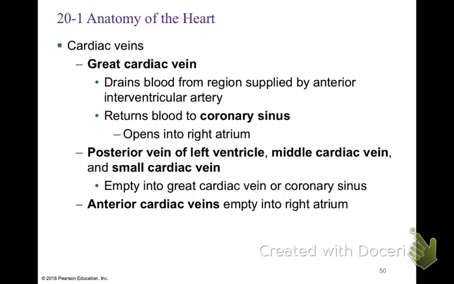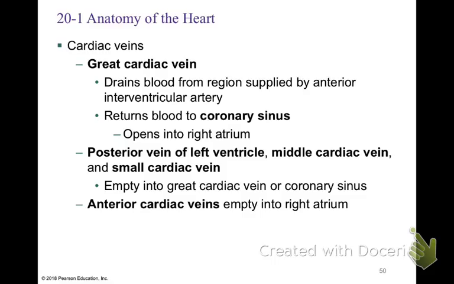Now, the heart is drained by the cardiac veins, and there's a number of these. The biggest one is called the great cardiac vein. It starts at the apex. It runs up the anterior interventricular sulcus. It runs around the coronary sulcus, and it dumps into the major venous drainage on the back of the heart, which is called the coronary sinus. And then the coronary sinus is going to dump all that blood right into the right atrium.